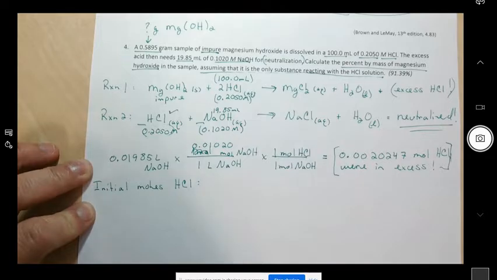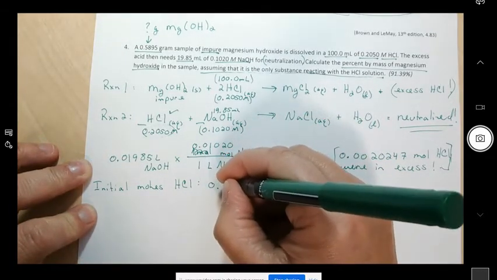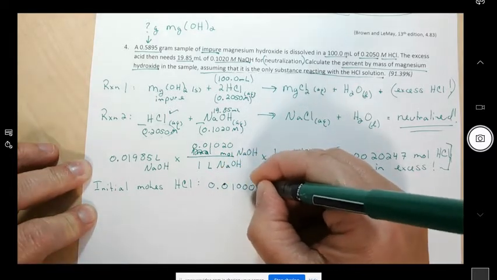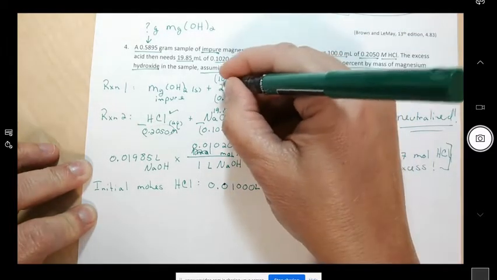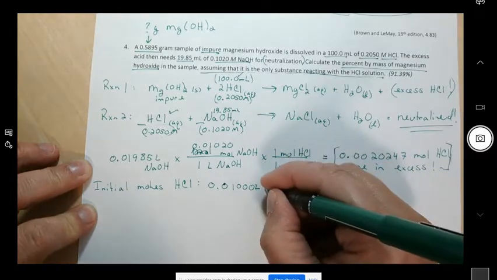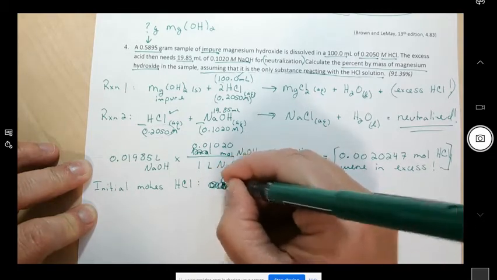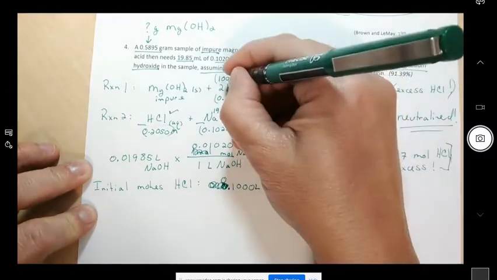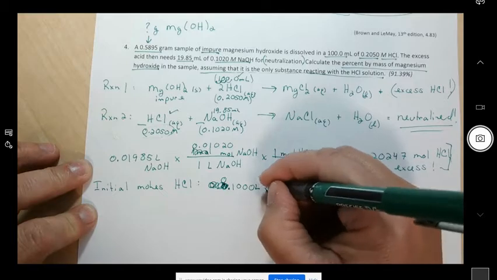All right, so we've got the initial volume of HCl that we added, 0.01000 liters. That comes from right up at the top. Did I do that right? 100 milliliters. Yeah. Times, oops, too many zeros. 0 point, there we go. Only move it 3 times. 1, 2, 3. All right, liters of HCl.